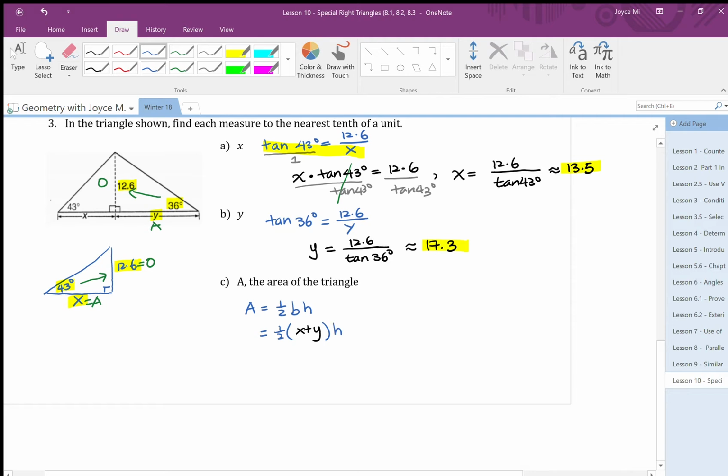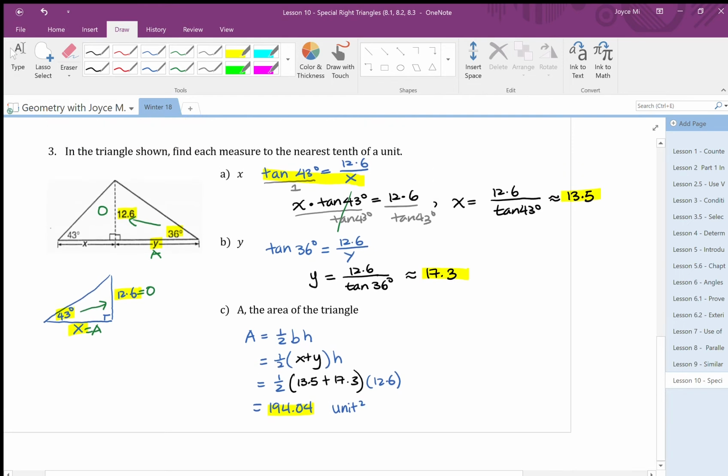I'm going to write it down first. Now, substitute again, so 1/2, my x and y we already found in the previous one, 13.5 plus 17.3, and then times my height, in this case just 12.6. So multiply it out, and you would get approximately 194.04. So the area of the triangle is 194.04, approximately, in square units. Unit square, so that will be my area.